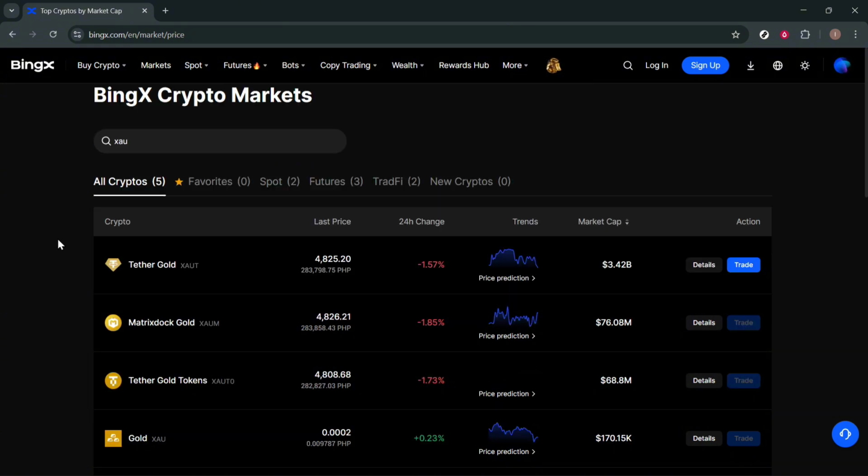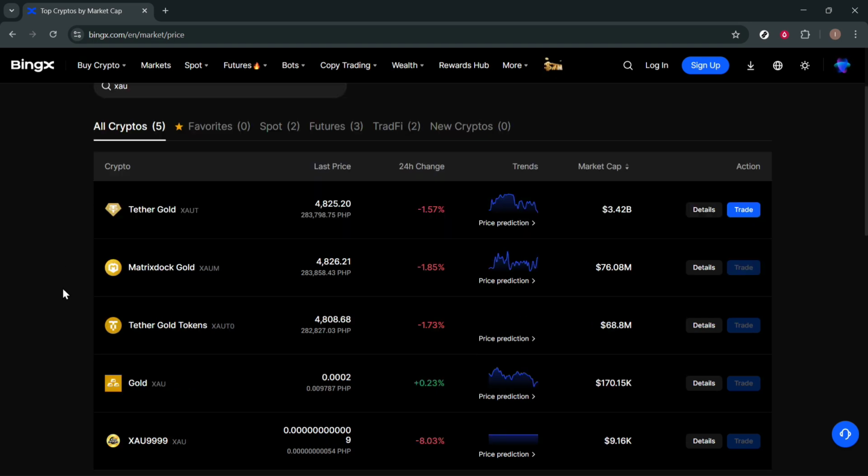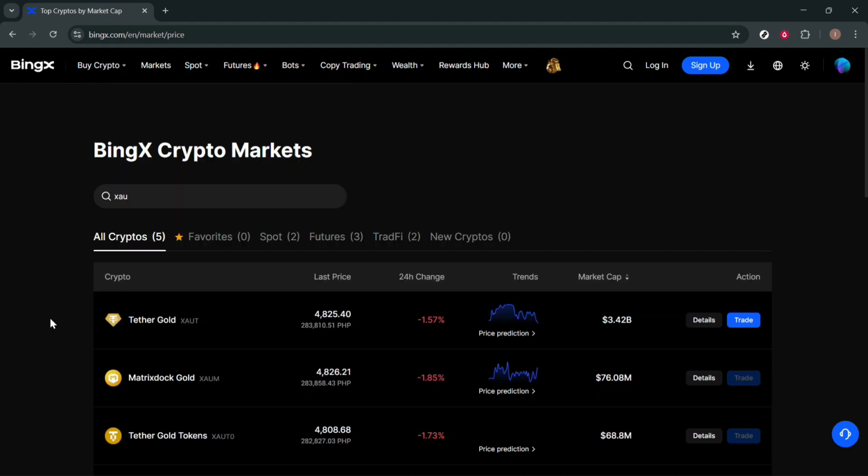Now, decide whether to trade spot or perpetual contracts. Spot lets you buy and hold, while contracts let you go long or short with leverage. Place your order and buy if you expect gold to rise. Sell if you expect it to fall. And then enter the amount and confirm.